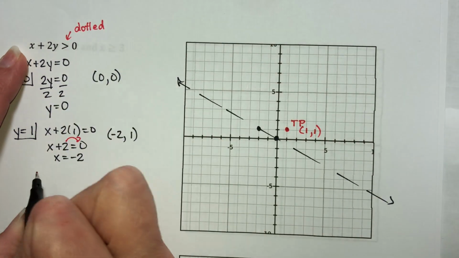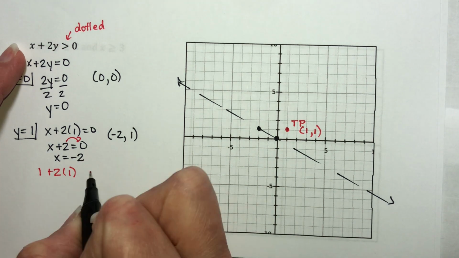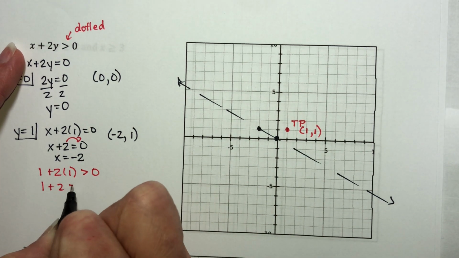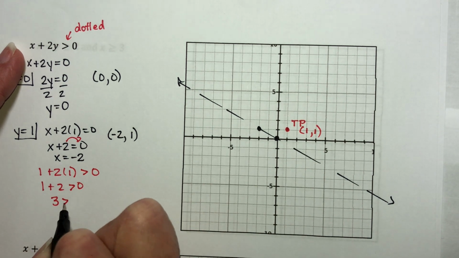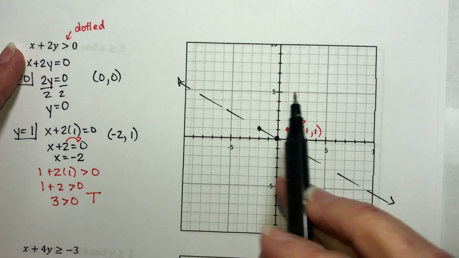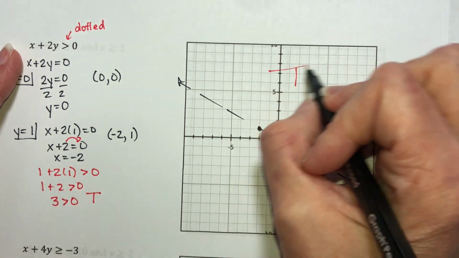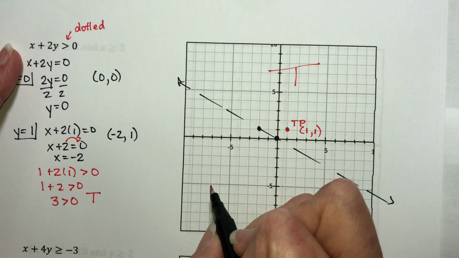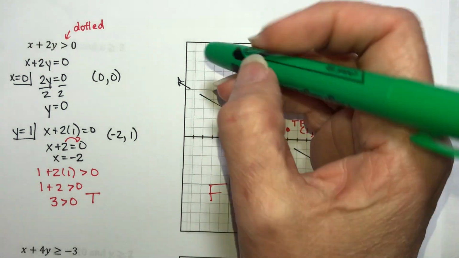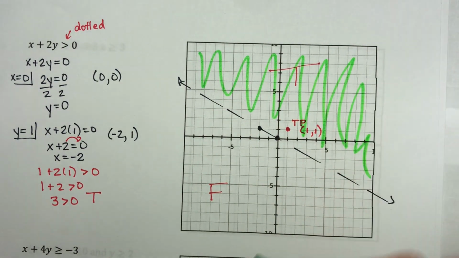That will be 1 plus 2 times 1 is greater than 0. So that's 1 plus 2 greater than 0. 3 is greater than 0. And that is true. Okay? So I plugged in my test point. It was true. So this whole side is true. This whole side would be false. Okay? And I shade the true side as my answer.